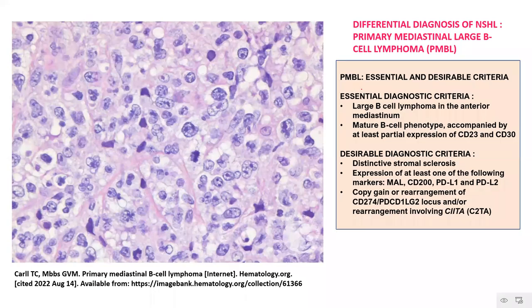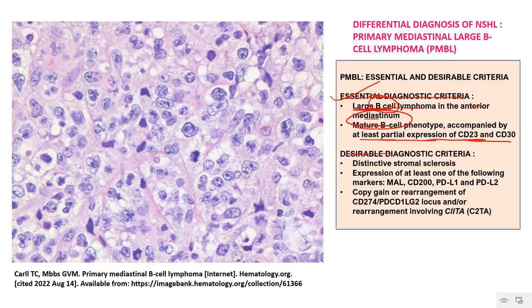So as per the WHO criteria, these are the important diagnostic criteria for primary mediastinal B-cell lymphoma. Essential criteria being that it has to be a large B-cell lymphoma, established by IHC, in the anterior mediastinum, showing a mature B-cell phenotype, and at least, like I said, partial expression of markers CD23 and CD30.